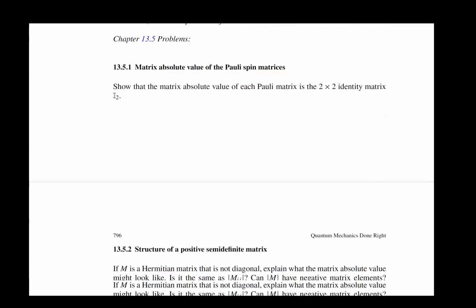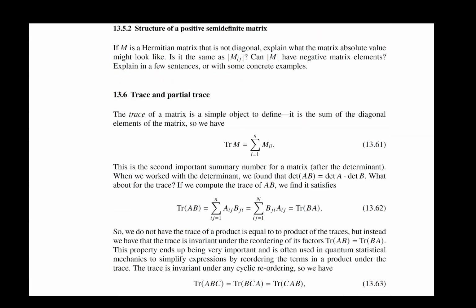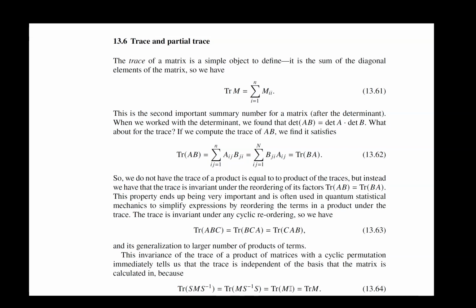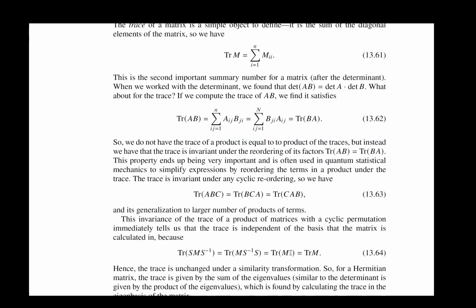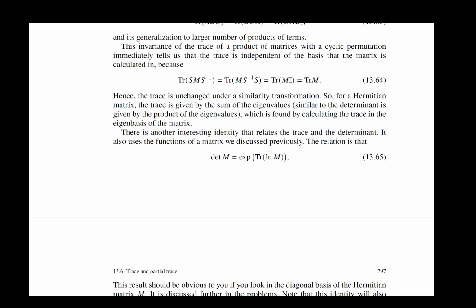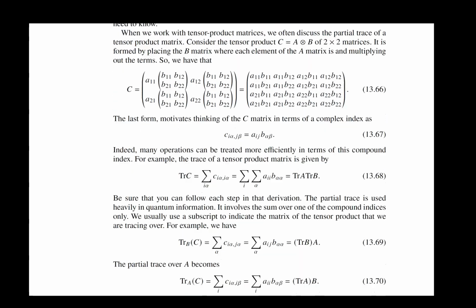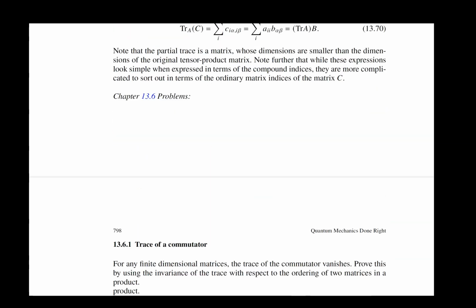It is a positive semi-definite matrix, so understanding the properties of positive semi-definite matrices is also an important thing that we talk about. Then we get to trace. Trace is just the sum of the diagonal elements of a matrix. Interestingly, it is invariant under a similarity transformation, and the trace of the product AB is the same as the trace of the product BA. That is somewhat surprising, but true. There's also a relationship between determinant and trace, which is quite interesting as well.